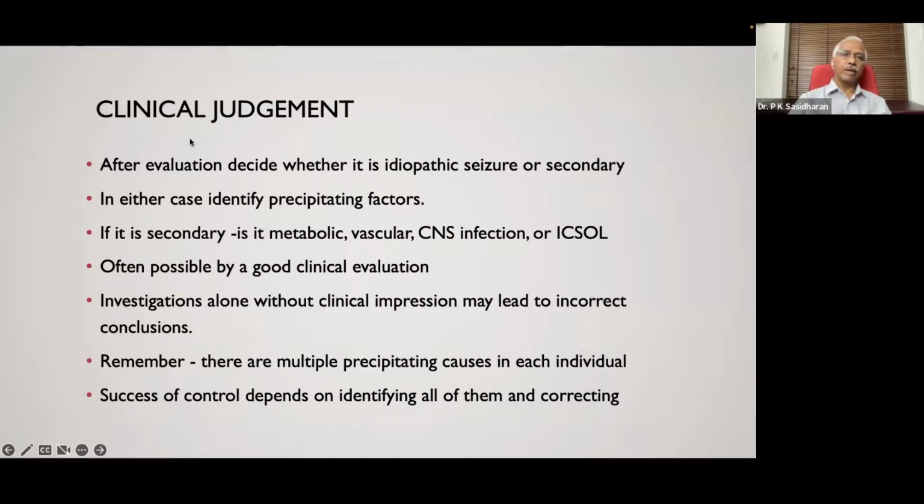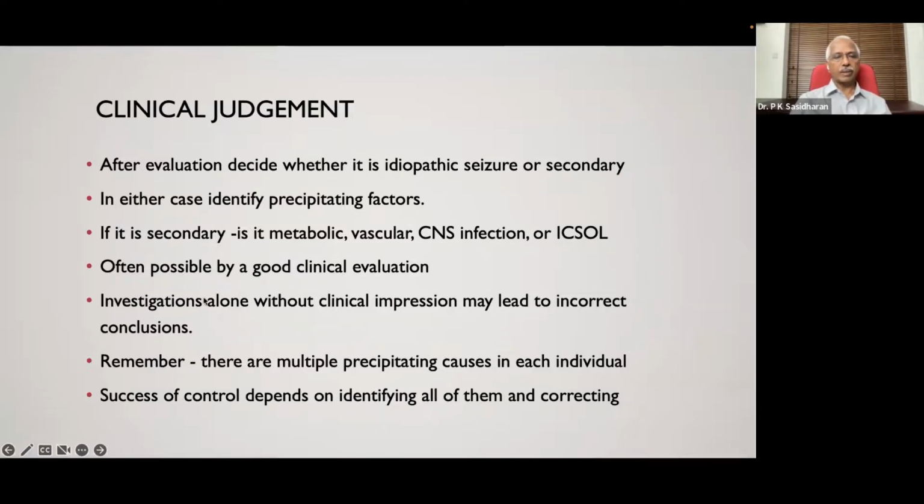So finally, after evaluation, you must arrive at a clinical judgment, and decide whether it is idiopathic seizure or secondary seizure. In either case, identify the precipitating factors. If it is secondary, is it metabolic, vascular, CNS infection, or a space-occupying lesion? Other possible causes can be found by good clinical evaluation. Often the causes are detected by good clinical evaluation alone.